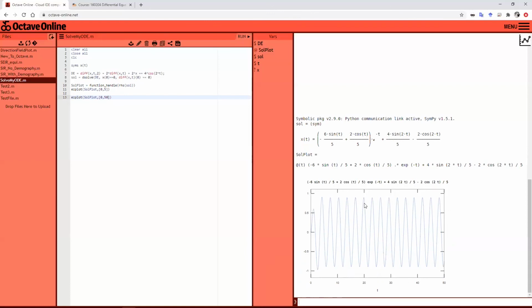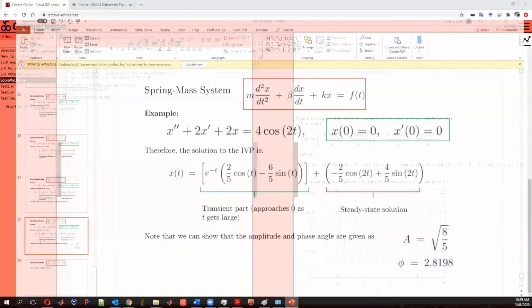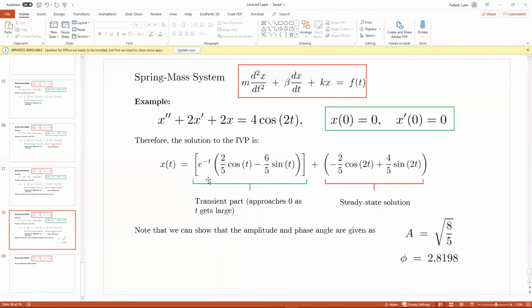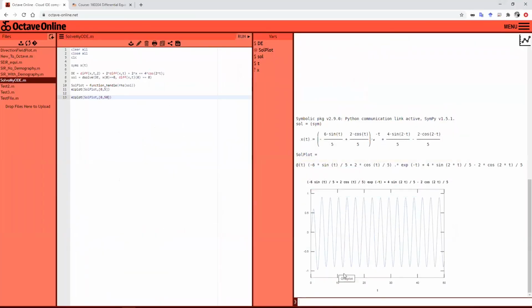So this transient term in the solution, this first term here, dissipates very quickly, and really that's because we've got this exponential of minus t. As t gets larger, that really goes to 0 quite quickly. So that's why we reach some steady state solution very fast, in fact.